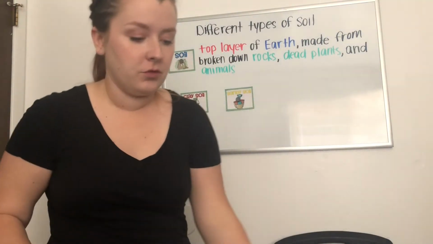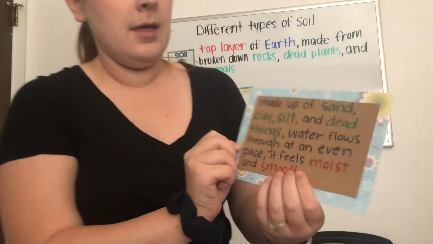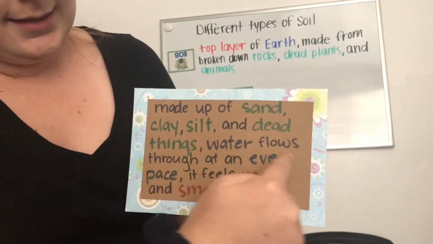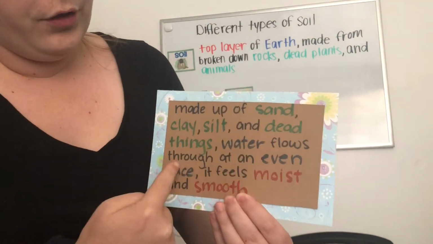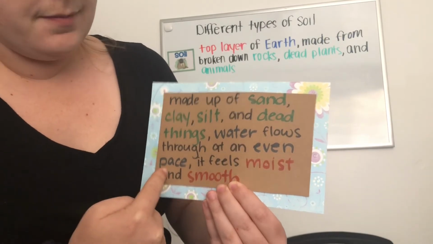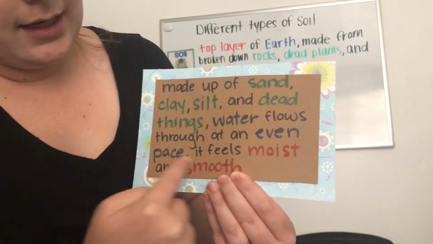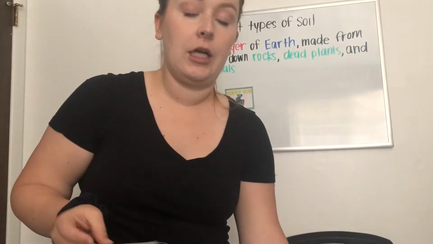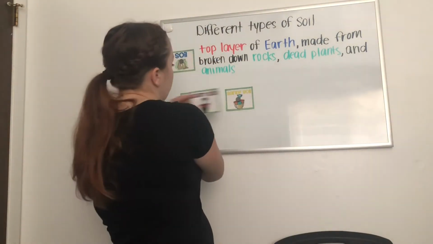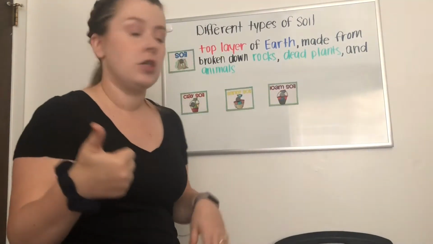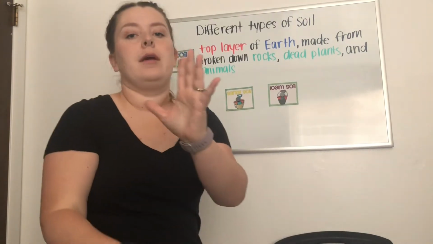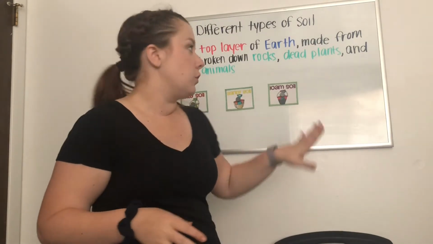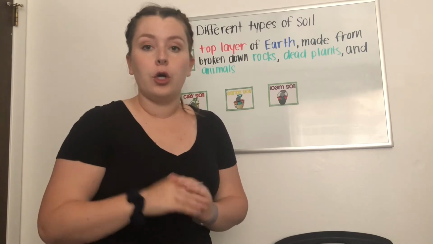And our last type of soil is called loam. And loam is made up of sand, clay, silt, and dead things. Water flows through at an even pace, and it feels moist and smooth. So loam soil tends to be black, and it's usually what we'll see in gardens because the water is able to flow through it, just like with sand, but it doesn't go all the way through it. It slowly goes through it so that the plants can get the water and nutrients that it needs. So loam soil is really, really good for growing plants.